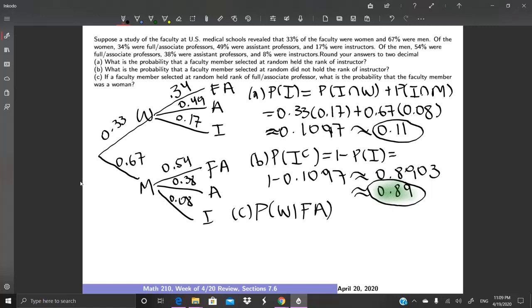Because another way to read this question is kind of backwards. It's saying, what is the probability that the faculty member was a woman given that they held the rank of full associate professor, which gives us this over here. So you gotta be really careful because it's gonna really make a difference whether the W comes first or the FA comes first. You just have to read the question and make sure you know. It says what is the probability that woman, so that means that comes first. Okay, so that's what we're trying to find.